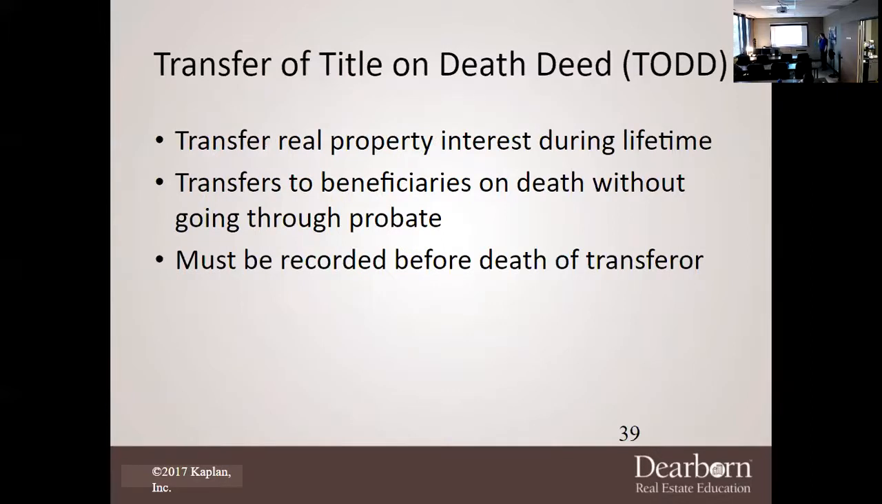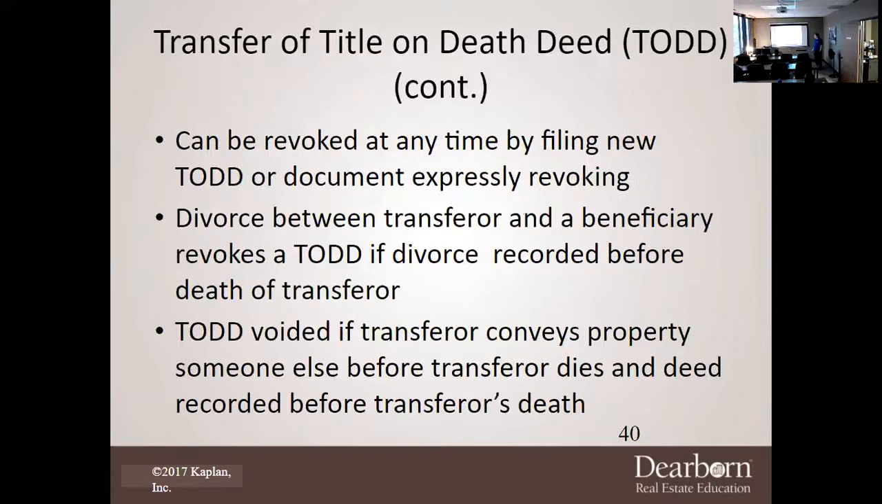The transfer on death deed. Again, the transfer of real property interest during the lifetime. It transfers to the beneficiaries on death without going through probate, and it must be recorded before the death of the transferor. It can be revoked at any time by filing a new TOD or a document expressly revoking it. A divorce between the transferor and a beneficiary will automatically revoke a TOD if the divorce is recorded before the death of the transferor.